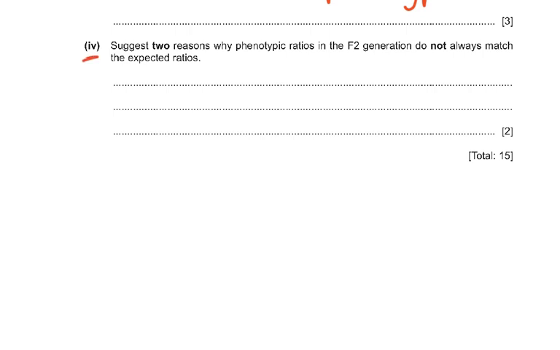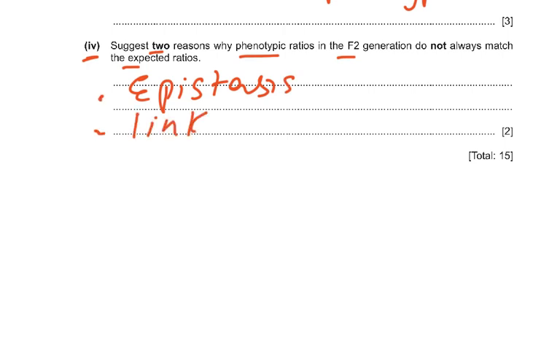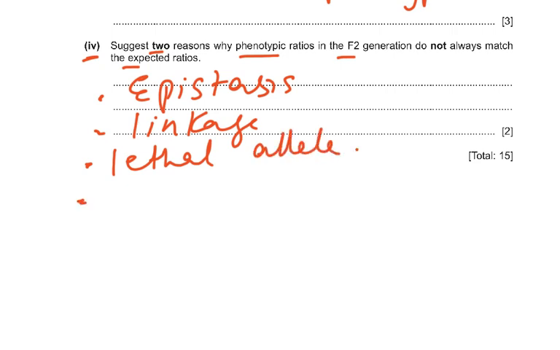And then we come to the last part of this question. Suggest why phenotypic ratios of F2 do not always match the expected ratio. Well, of course, you know it is linkage. And now that it's in the syllabus, we talk of epistasis, in which they are linked genes. So epistasis was one mark. You could have said linkage. That was also correct. You could have said lethal allele. There could be a lethal allele, which of course results in not overriding all the other effects.